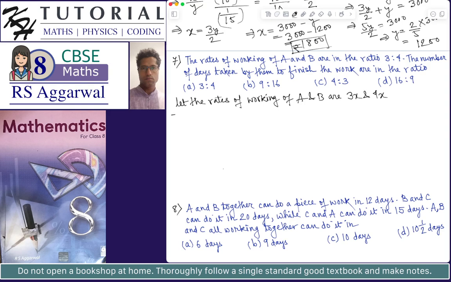Now what does it mean that the rate of working of A is 3x? This means that the work done by A in one day, since rate of working means work done in one day, is equal to 3x, and the work done by B in one day is equal to 4x.